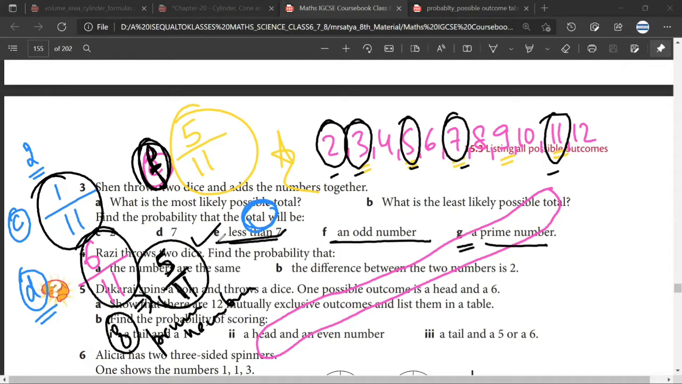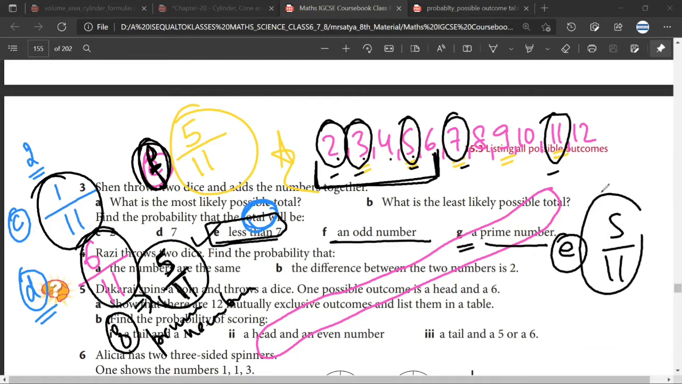Now, if we have to find this E part, less than 7, these possibilities are there. These are 1, 2, 3, 4, 5. Answer would be 5 by 11. So, any doubt? No doubt. Okay.